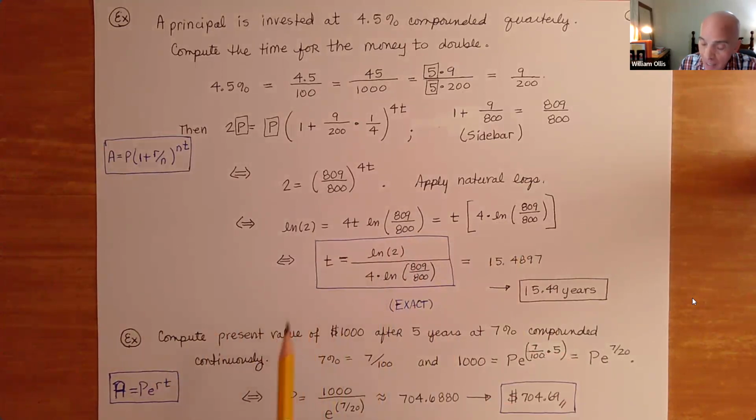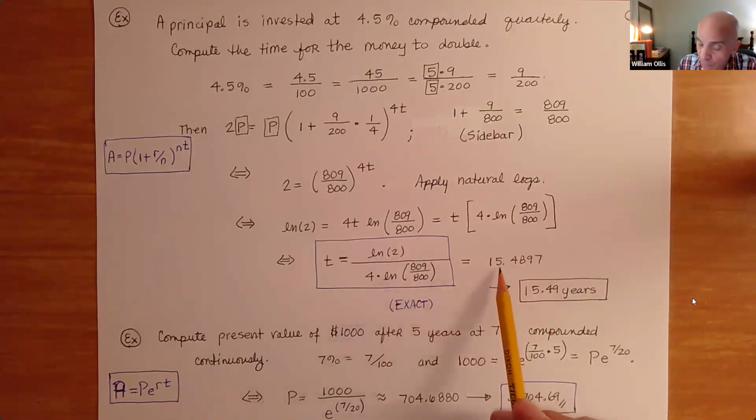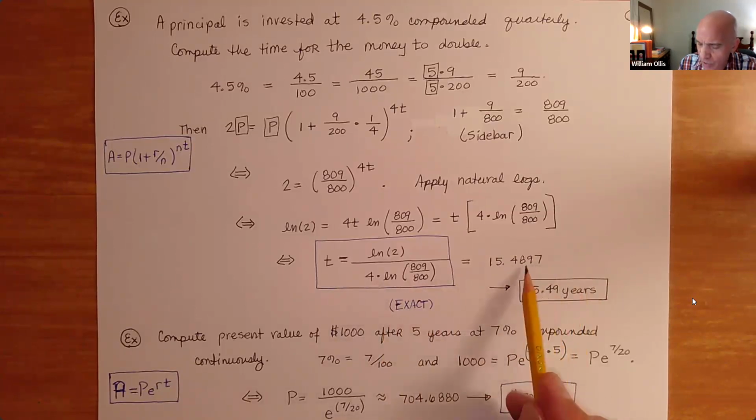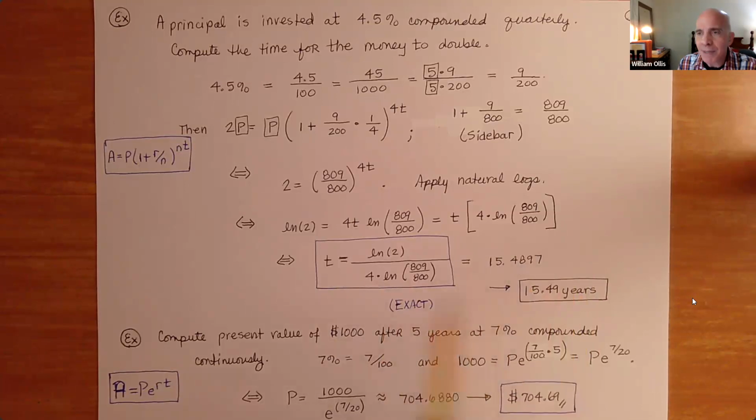Now, at this point, you can now approximate using your logarithm keys on your scientific calculator. And when you do that, you will get approximately 15.4897 years. Now here we just have rounded to 2 decimal places, but again, whatever the problem requests of you, please do that.